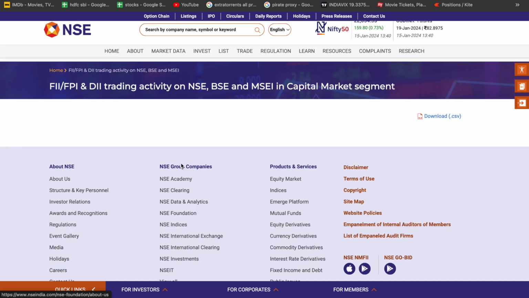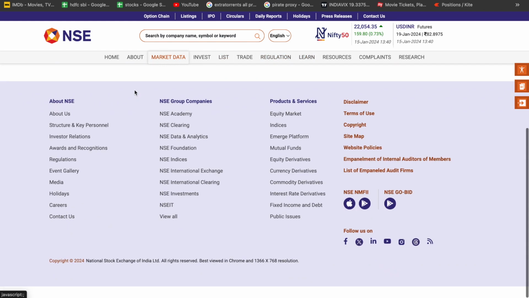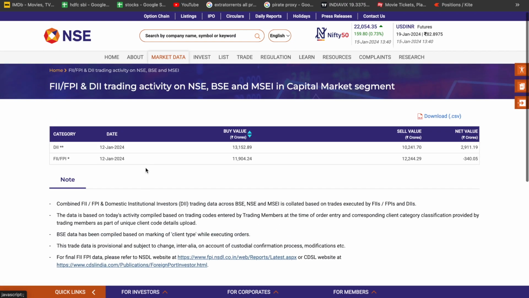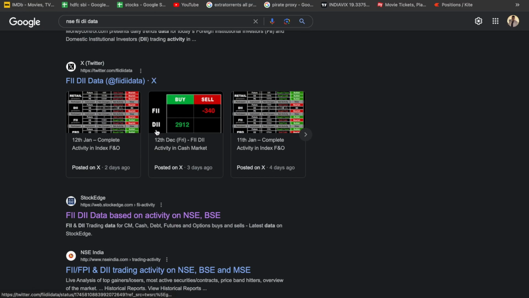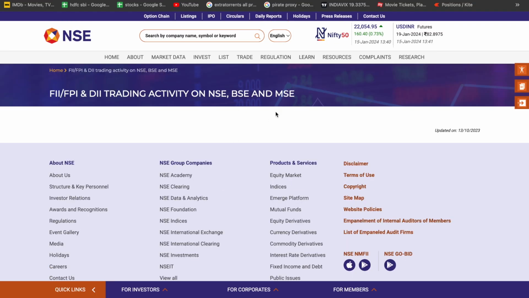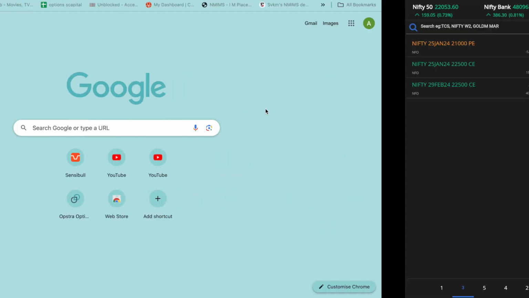FII DII data. If you check over here, trading activity of 12th of Jan, that is Friday. Here you can see that the DIIs are on the buying spree. FII had sold a little bit. Now here we cannot just go ahead and change the date. I think if we could change the date, it would be great right away. And let's just check this link. Okay, there is nothing over here. So here we could see a strong buying from the DII.